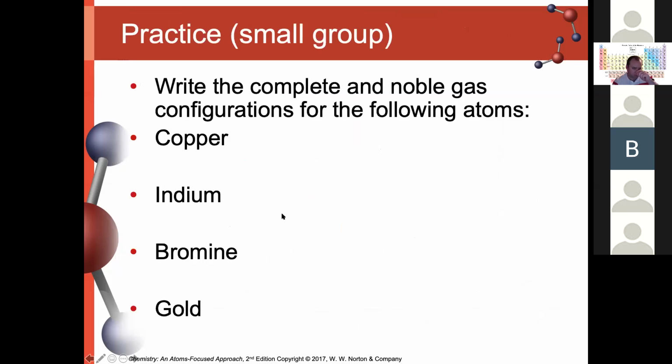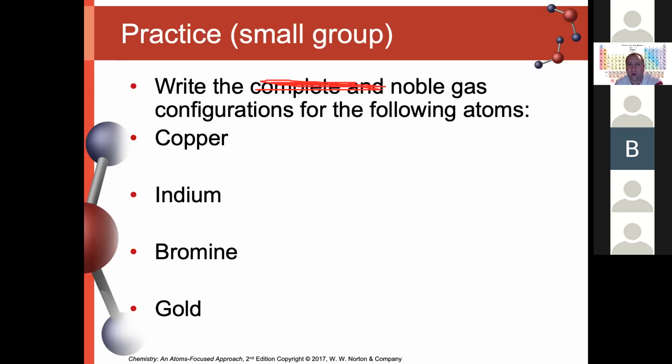Here's what I want you to do. Take a few minutes and write out the complete and noble gas configurations for these 4 atoms: copper, indium, bromine, and gold. I'll turn off my mic, let you talk to each other. And actually, for the sake of our time here, let's just focus on the noble gas configurations. You'll get plenty of chance to do lots of practice with complete in the post lecture that's due tonight.